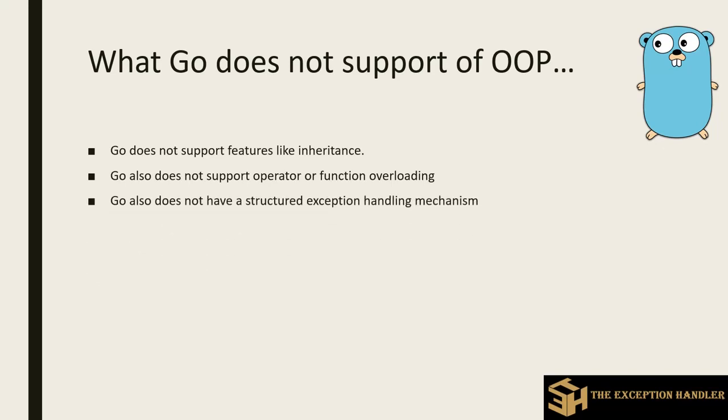Next thing that is not supported is structured exception handling. So you do not have keywords like try, catch, or finally here. But to support this exception handling, Go has provided us with a structure called error. This error can be returned from any function, and you can add special handling cases for these errors and handle the errors on your own.